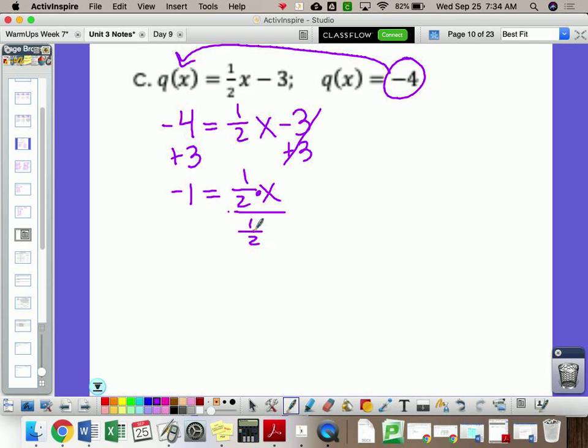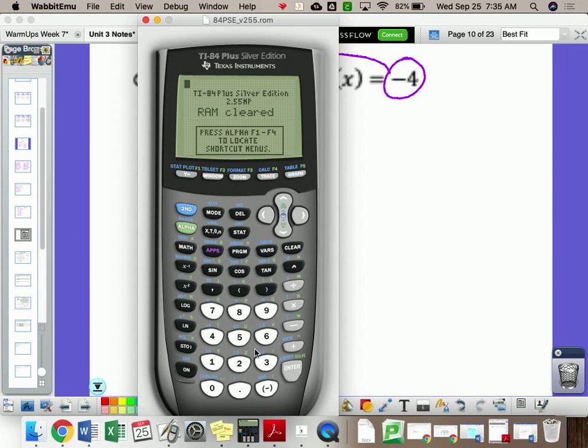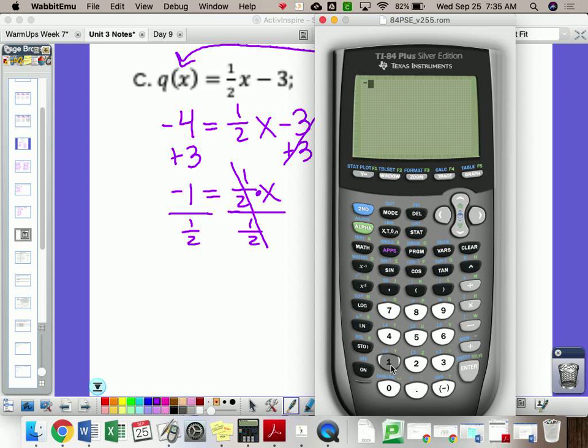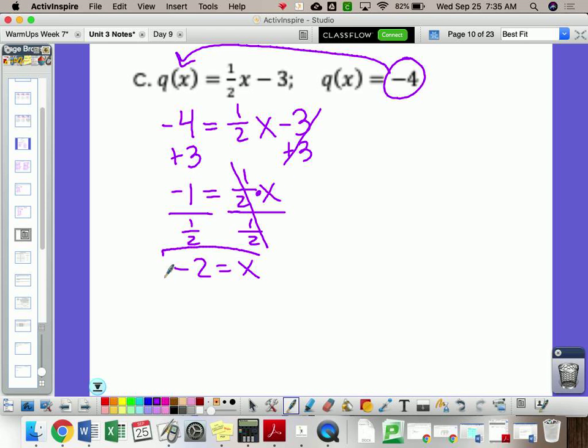Then I see 1/2 is times x, so I need to divide by 1/2. Now this is where you have to be very careful in your calculator. We need to type in -1 divided by a fraction. So I need to type that fraction in parentheses. 1 divided by 2, and I get x equals -2. So that tells me that when we have the function q and x is -2, our function was equal to -4.